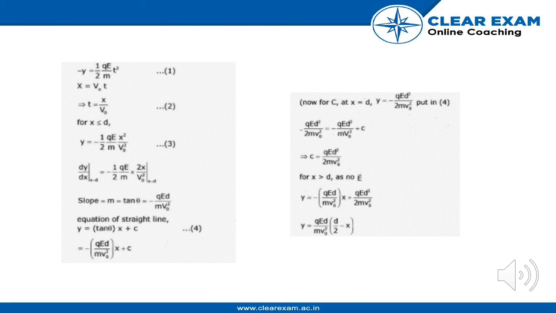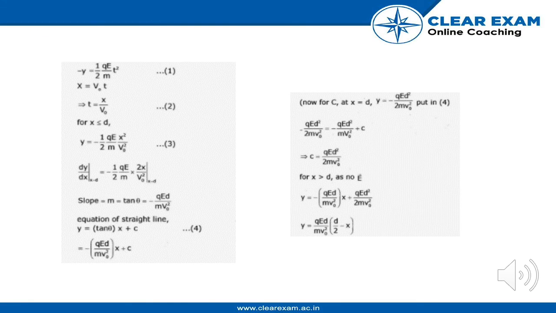Now for c, at x is equal to d, y is equal to minus qEd square upon 2 m v naught square. Now we put this value in the fourth equation. That gives us y is equal to mx plus c, and so we calculate the value of c, which is qEd square upon 2 m v naught square.